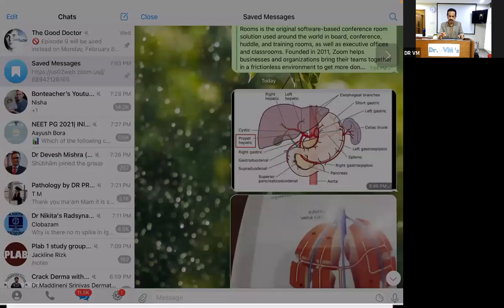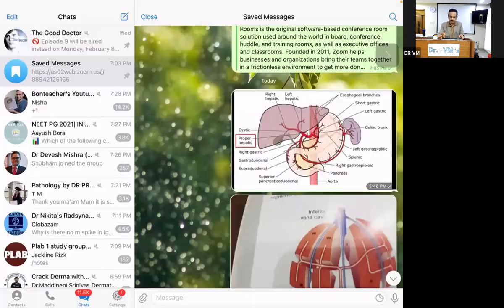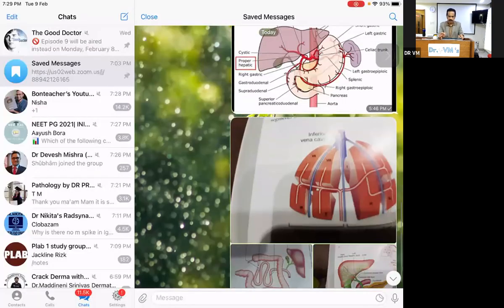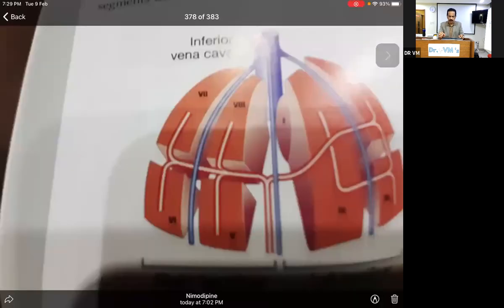This is the division I was talking about. It has 8 segments, because each segment has one hepatic artery and portal vein. It is easy for the surgeons to resect each lobe.